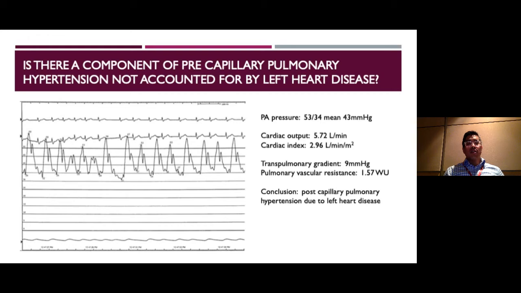To answer the question of whether there was a precapillary proportion of his pulmonary hypertension, we performed a right heart cath and measured his pulmonary artery pressures. His pressures were 53/34 with a mean of 43 millimeters of mercury. His cardiac output was 5.72 with a cardiac index of 2.96. This calculates to a transpulmonary gradient of 9 with a pulmonary vascular resistance of 1.57 Wood units. We concluded that he has post-capillary pulmonary hypertension due to left heart disease.